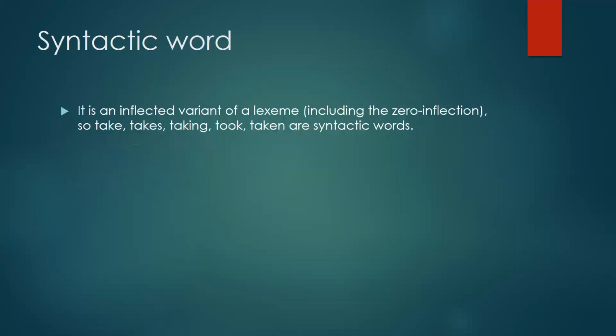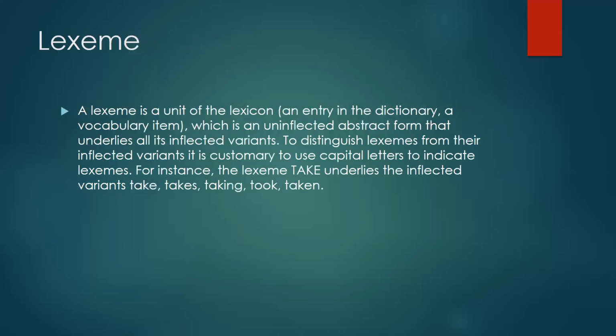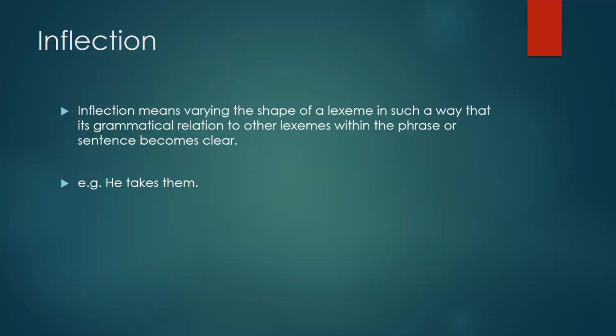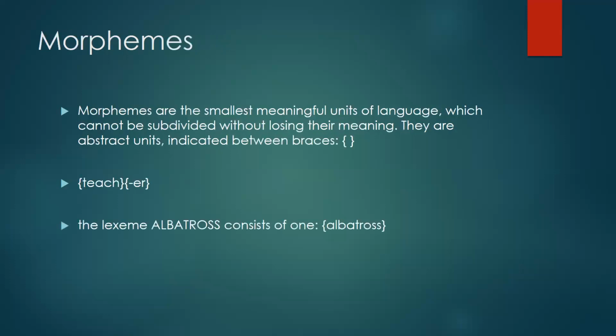I don't know if this makes sense to you. We have the lexeme, the unit of lexicon, the minimal meaning of the word. We have the syntactic word, which means that everything we use in the language is related to the base word, which is take. And we have the inflection, which is the way we make the relation between the words, like nouns, verbs, possessives, etc., to become a word.